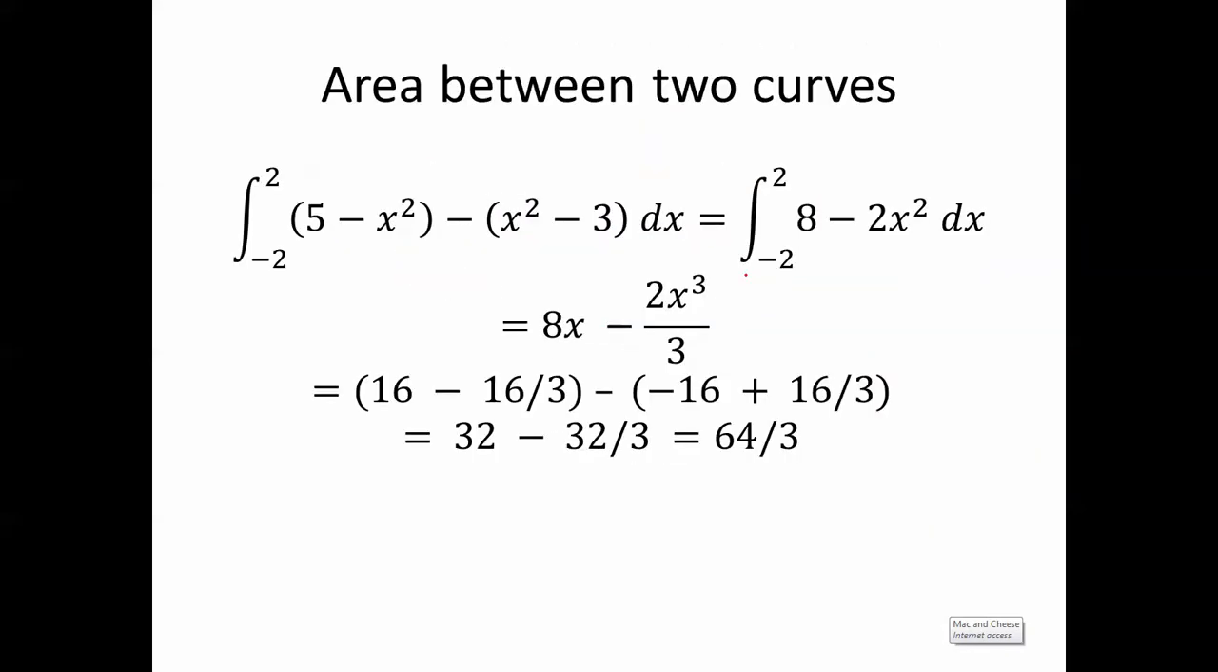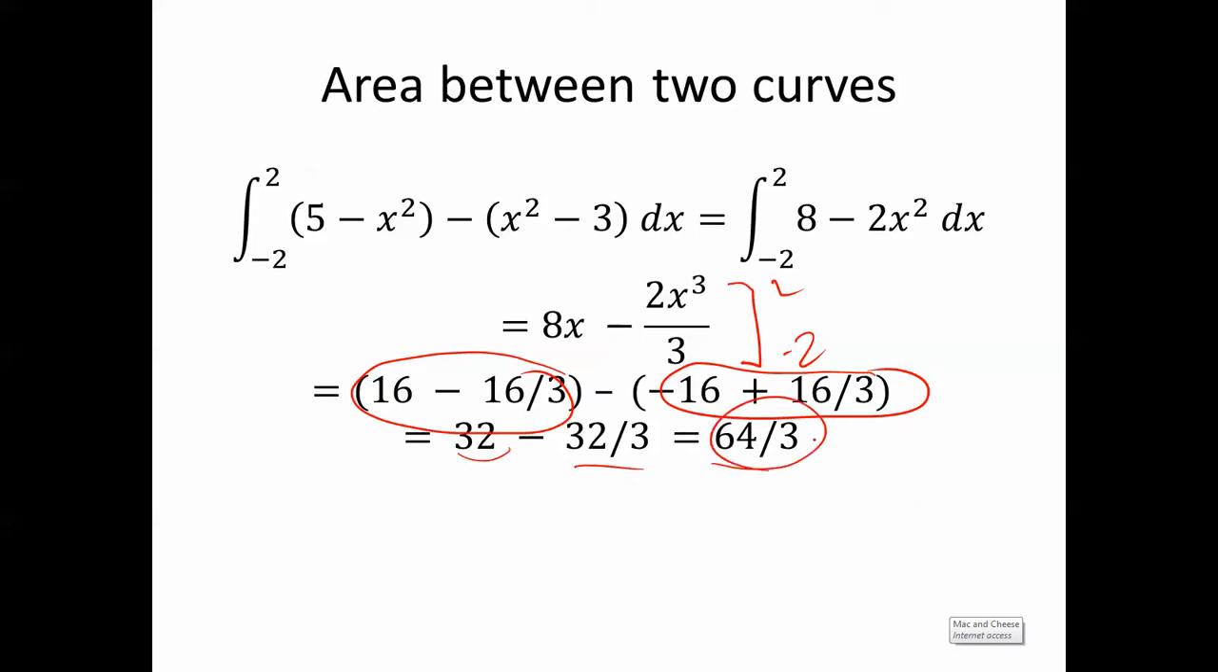So we have the integral from -2 to 2 of 5 minus x squared minus 3 dx, which simplifies to 8 minus 2x squared from -2 to 2. Integrate, and when we plug in 2, we get this. When we plug in -2, we get this. 16 minus -16 is 32. Minus 16/3 twice, we end up with that. So we end up with 64/3.